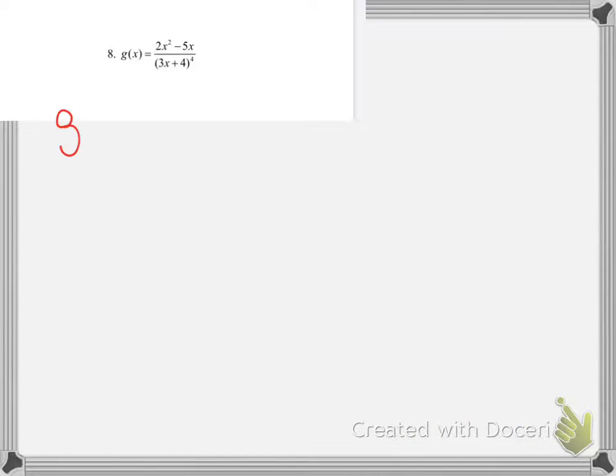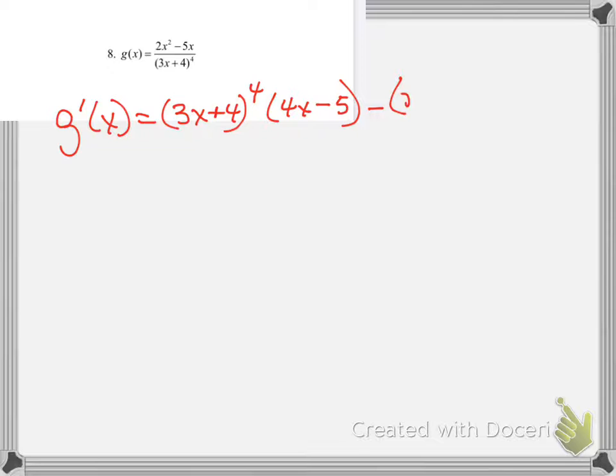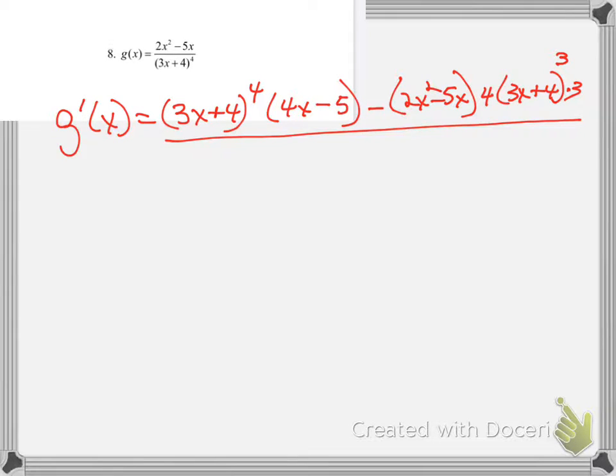Okay, last one, g prime of x equals the following. 3x plus 4 to the 4th, that's low. D high is just 4x minus 5. Minus high, which is 2x squared minus 5x. D low, which is 4 times 3x plus 4 to the 3rd times 3 all over 3x plus 4 to the 8th.